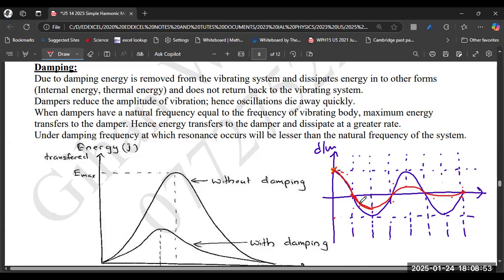In a damping situation, energy is removed from the vibrating system and dissipated into other forms, internal energy and thermal energy, and does not return to the vibrating system. Damping reduces the amplitude of vibration. Hence, the oscillations die away quickly.